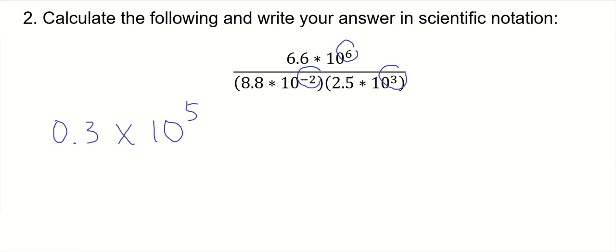Sometimes you'll see something like this, left like that, but proper scientific notation is written with the coefficient as a number greater than or equal to 1 and less than 10. So how do we do that? We need to move this decimal 1 place to the right. So let's rewrite that, 3, decimal there.